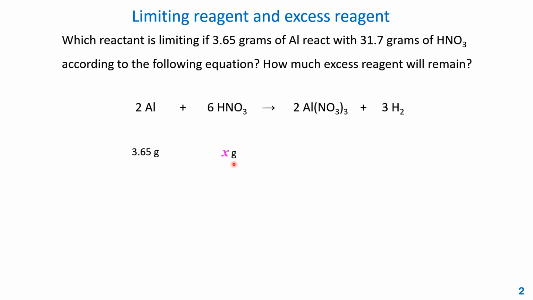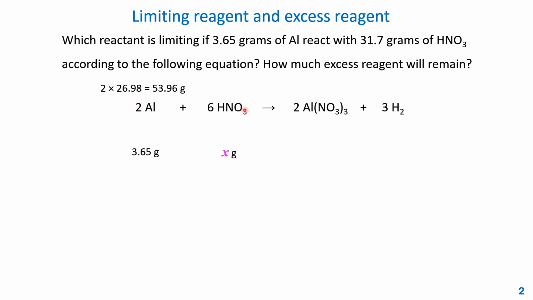So now first we calculate how many grams of nitric acid need to react with 3.65 grams of aluminum. So then we need the molar mass of this 2 aluminum, 2 times 26.98, that's 53.96 grams for 2 moles of this aluminum.